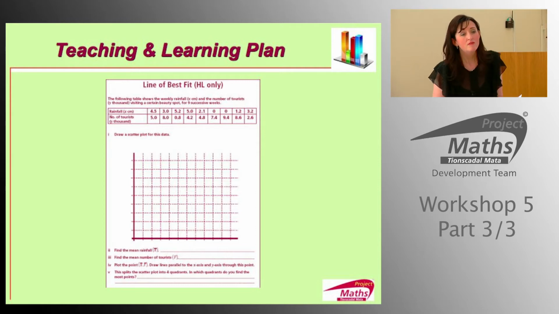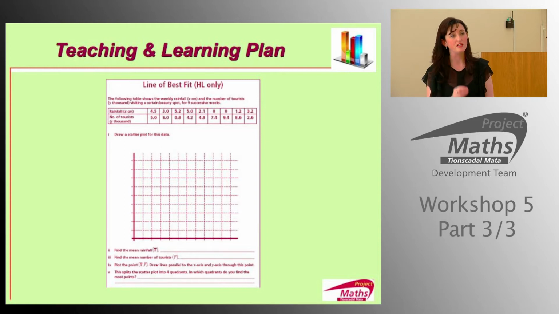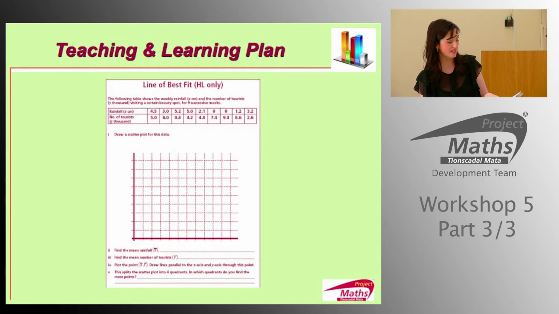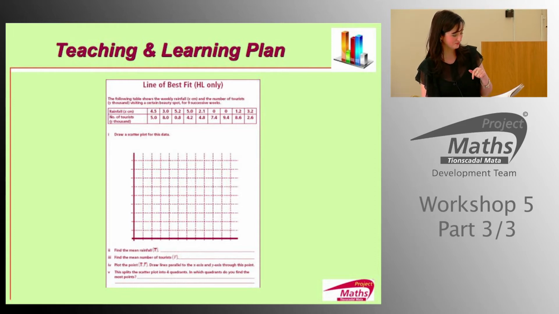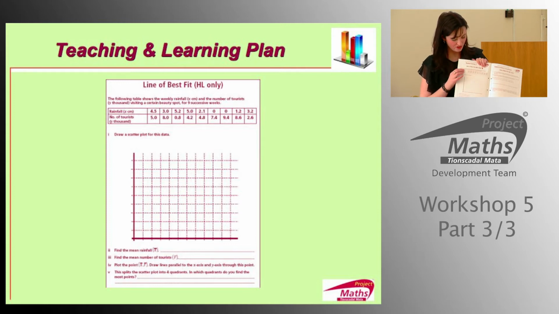Because the line of best fit is only for higher level Leaving Cert, can you see that this is just a higher level activity? And what we have is, the following table shows the weekly rainfall and the number of tourists visiting a certain beauty spot for 9 successive weeks. So there we've got our data and our 2 variables.